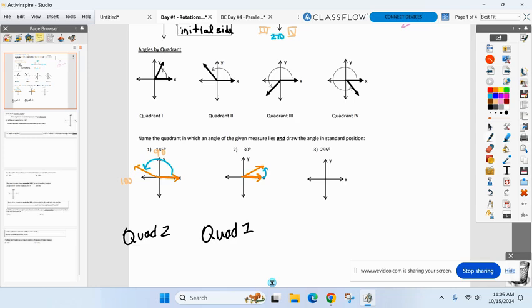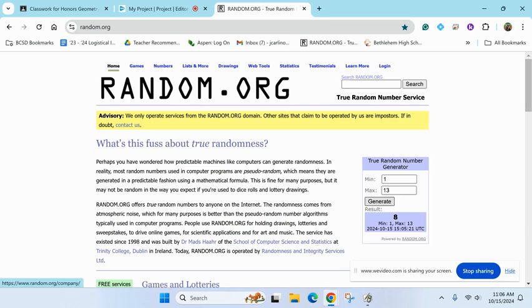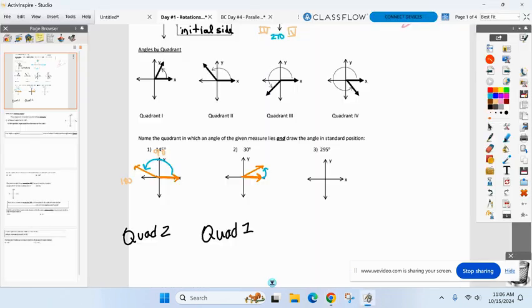All right, last one, 295. Where am I? 295. Where am I here? 295. What quad am I working with? Oh, Doug. Fourth quadrant. Fourth quadrant, good.